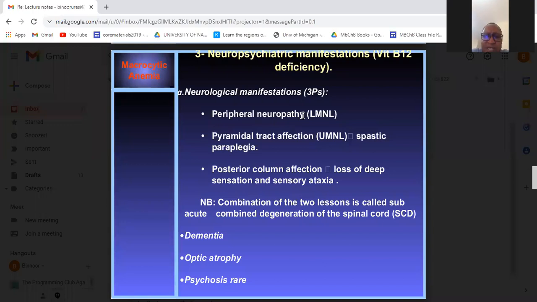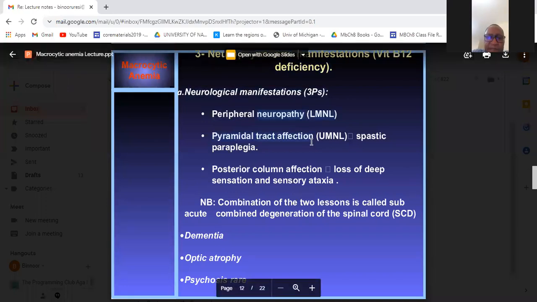Patients with B12 deficiency can come with symptoms of dementia, optic atrophy, and some can even be psychiatric, so you have psychosis. Although it's rare, it's possible. So these are basically the neuropsychiatric manifestations in patients with B12 deficiency. Next slide.